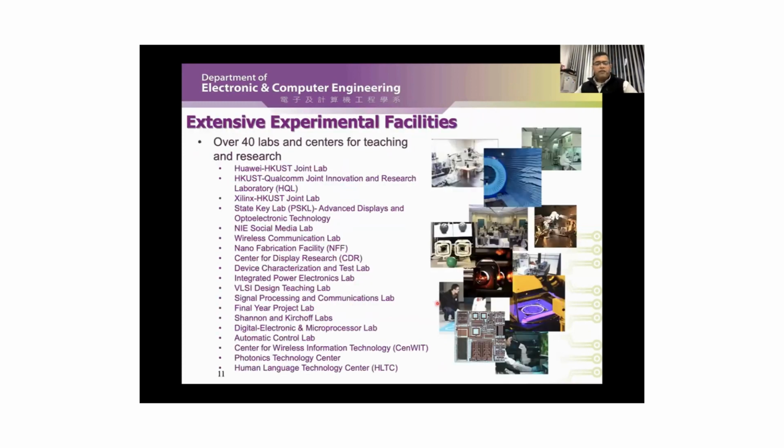All right. Talking about the research facilities, we have some of the leading research facilities available for us. Here you can see the Huawei lab, HKUST Qualcomm lab, Sinling HKUST Joint Lab, State Key Lab on Advanced Display and Optoelectronics, the Social Media Lab, Wireless Communication Lab, Nanofabrication Facilities, which is a central facility available for everybody. Central Center for Display Research, which is devoted to research in display. Device characterization testing facilities, IC Integrated Power Electronics Lab, VLSI Design Teaching Lab, Signal Processing and Communication Lab, FIP Lab, Shannon and Kirchhoff Lab, which is basically the teaching lab. And then Digital Electronics and Microprocessing Lab, Automatic Control Lab, Center for Wireless Information Technology, Photonic Technology Center, and Human Language Technology Center. So this is a very wide range of research facilities we have, and these are world-class research facilities on campus.